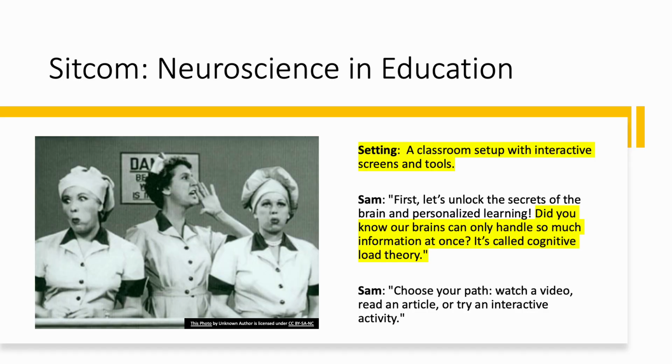Again, I like that the scene in the sitcom style is set. I like that we're asked about what we know about cognitive load theory. Did you know that our brains can only handle so much information at once? It's called cognitive load theory. I also like that the audience is asked whether or not they want to read or be shown a video.